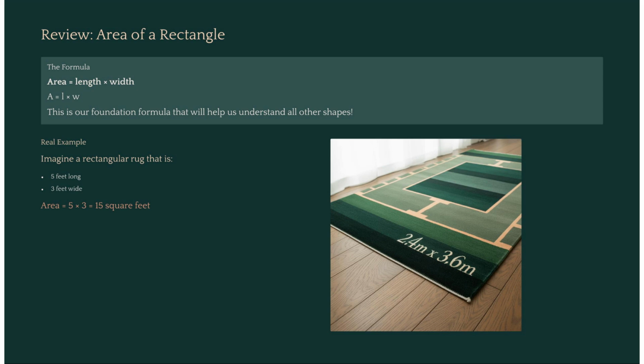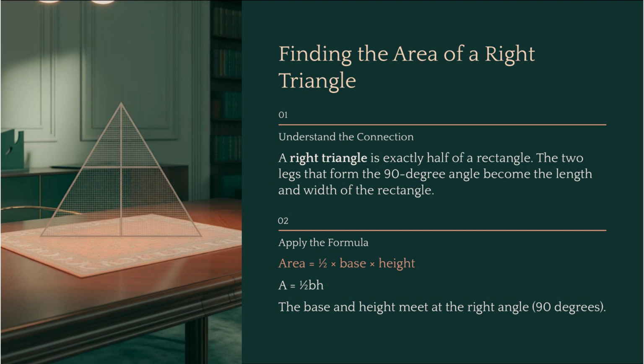The simplest shape to find the area for is the rectangle. We learned early on that you just multiply the length by the width. For instance, if you have a garden that's 5 meters long and 3 meters wide, you multiply 5 times 3 and you get 15. The area is 15 square meters. Every other area formula we learn comes from this basic idea, either by cutting the rectangle in half or by rearranging parts of it. Now let's look at the right triangle.